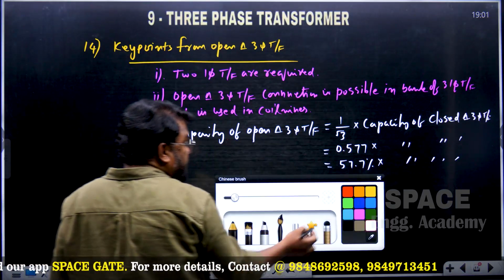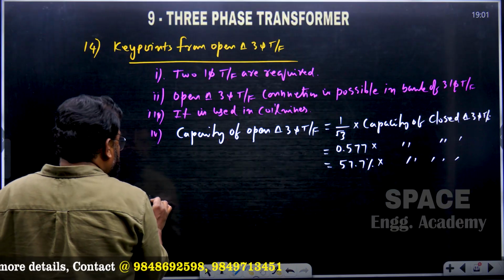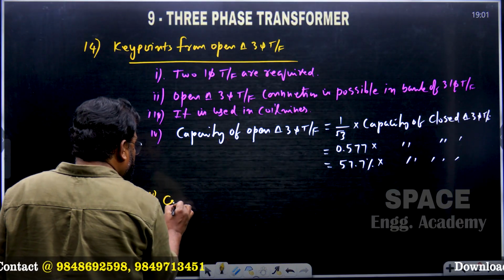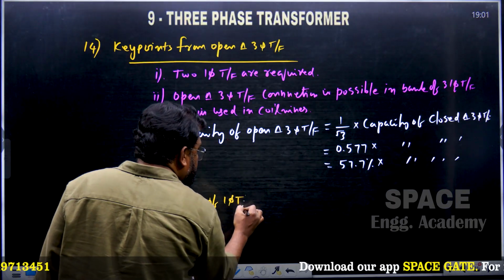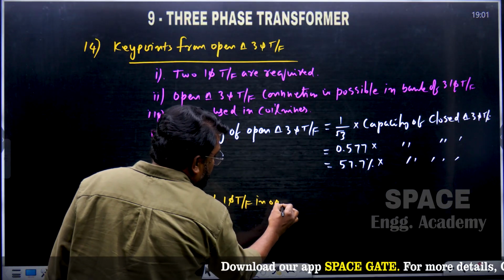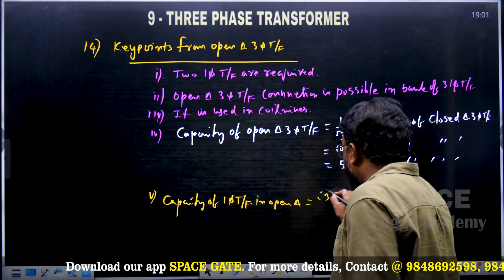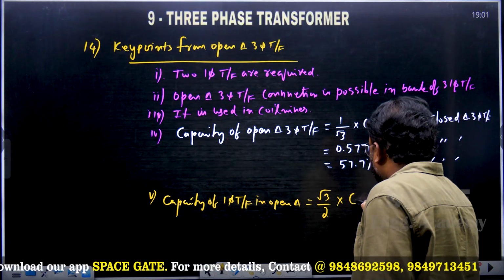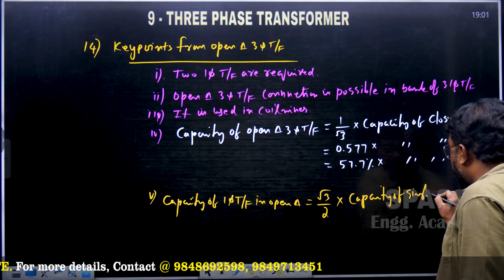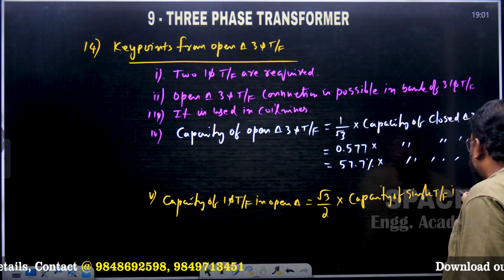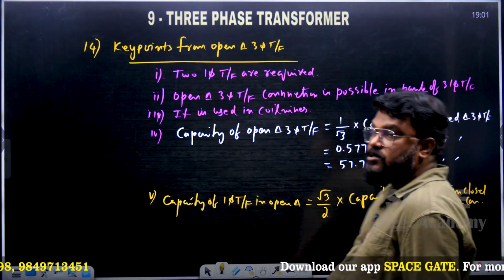And the next one, the capacity of a single transformer. See another point: the capacity of a single transformer in open delta connection is equal to √3/2 times the capacity of a single transformer in closed delta three-phase transformer connection.